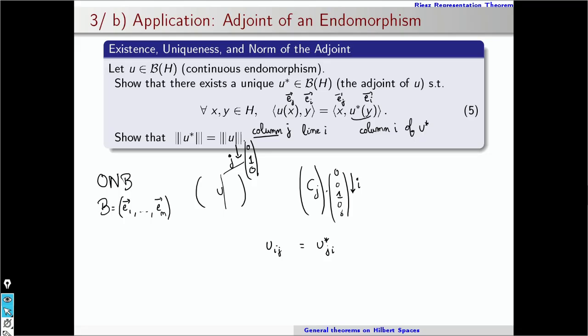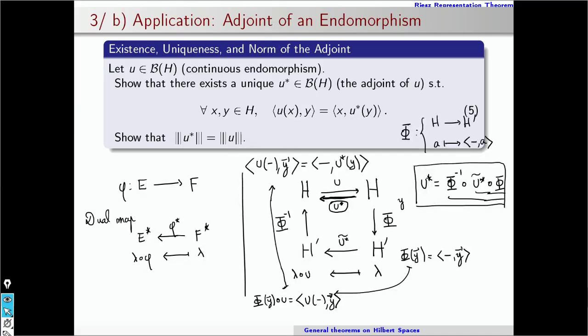A few additional comments. In the finite dimensional case, if we have an orthonormal basis, then we plug in the relation x equals ej, y equals ei. So u of x is the jth column of u, and then the inner product with ei yields the component in line i. Similarly, here it's the ith column of u star, and now the component in line j. So the matrices of U and U star in the orthonormal basis are transposed to each other.